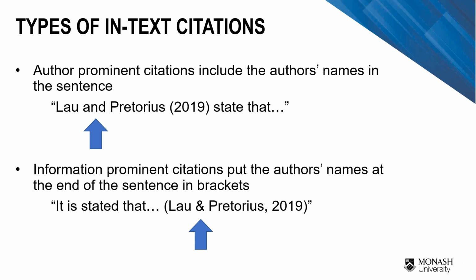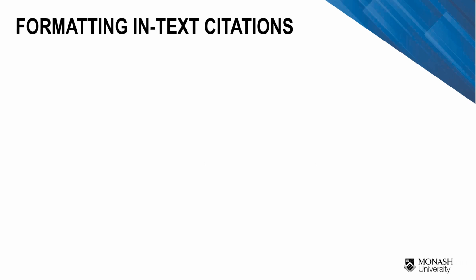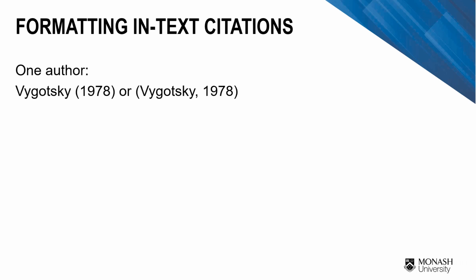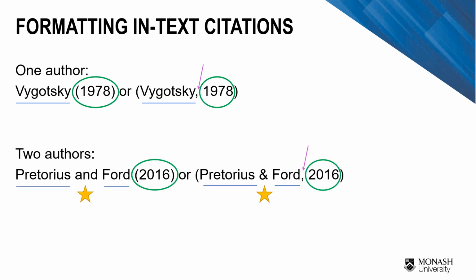To reference a source with one or two authors, you can use the following examples as templates for both the newer APA 7th style and the older APA 6th style. You list the author's surname, followed by a comma, and then the year of publication. APA 6th and 7th editions have different rules when there are 3 or more authors for a source. The following examples of author and information-prominent citations show the differences between these two editions.